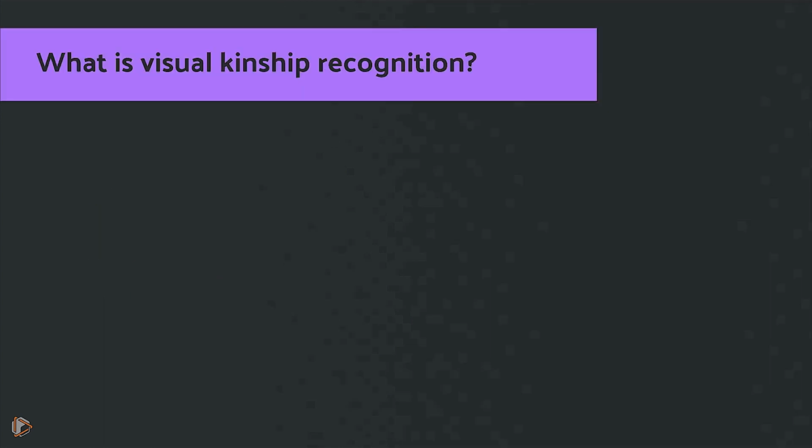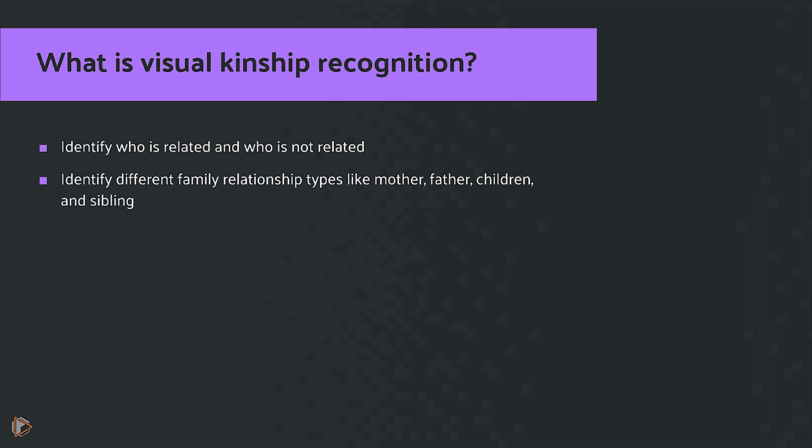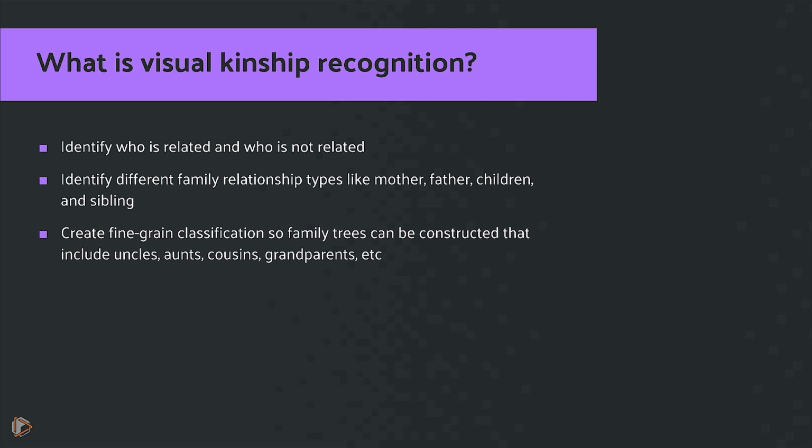So for those of you not familiar with the use case, let's answer the question, what exactly is visual kinship recognition? Well, in a nutshell, we want to be able to identify who's related and who's not by simply using facial images. We want to be able to identify different family relationship types like mothers, fathers, children, as well as siblings. We also want to create fine-grained classification so that family trees can be constructed that can include things like uncles, aunts, cousins, and grandparents.